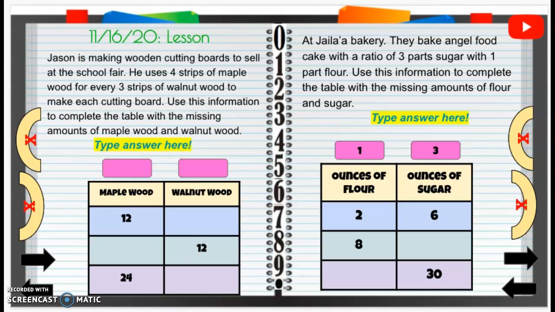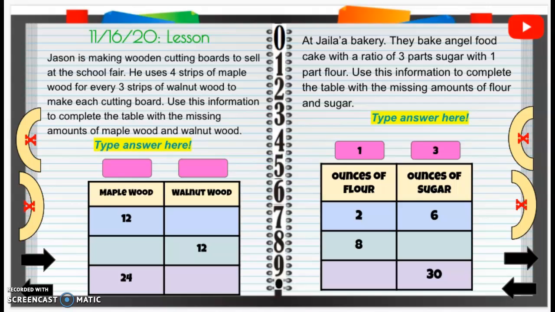November 16th, 2020 lesson. Jason is making wooden cutting boards to sell at the school fair. He uses 4 strips of maple wood for every 3 strips of walnut wood to make each cutting board. Use this information to complete the table with the missing amounts of maple wood and walnut wood.